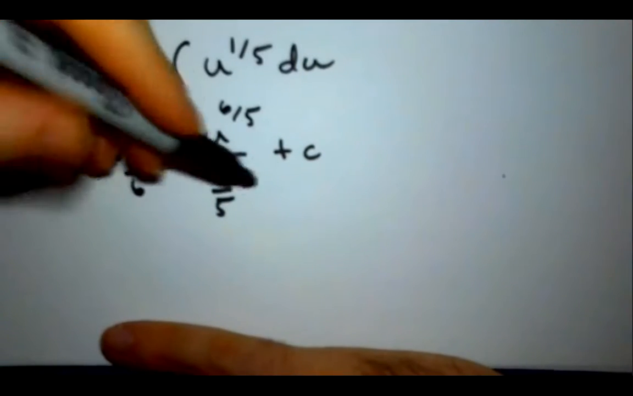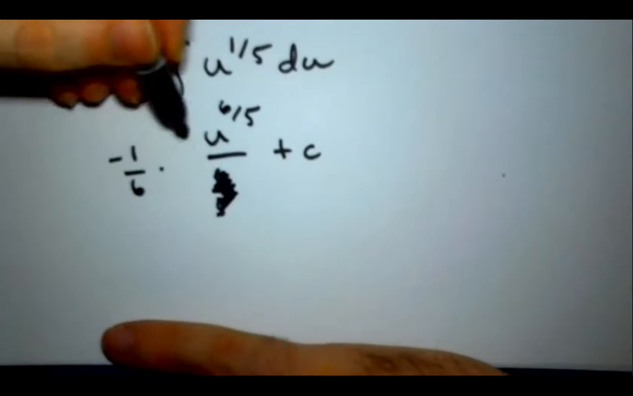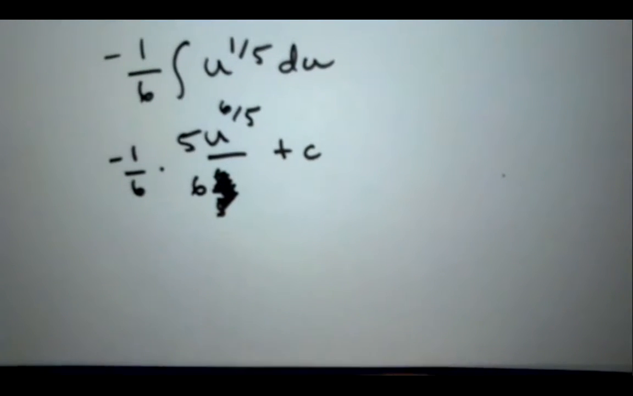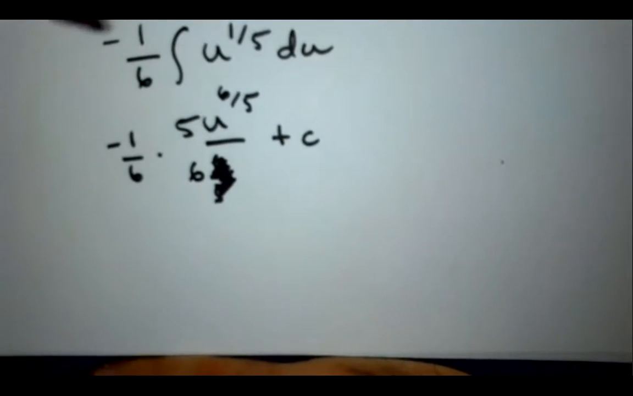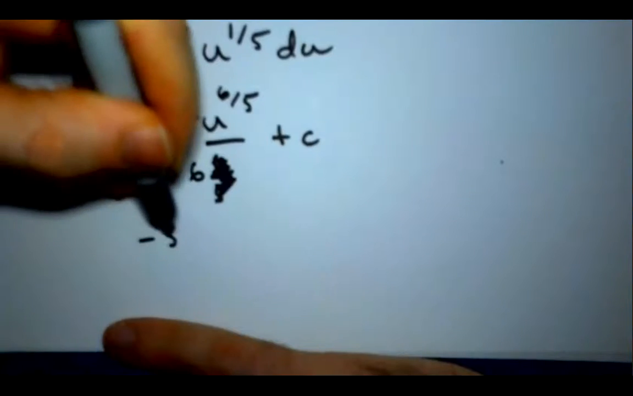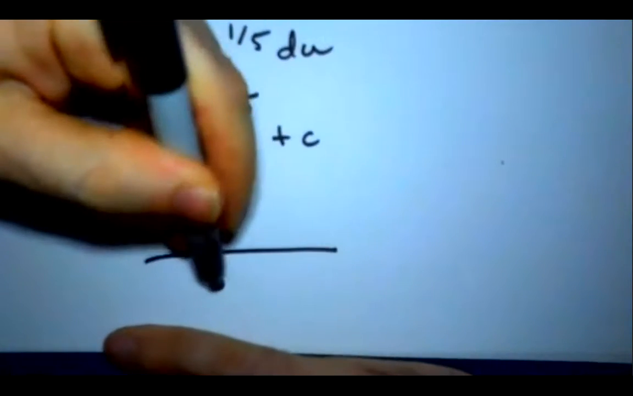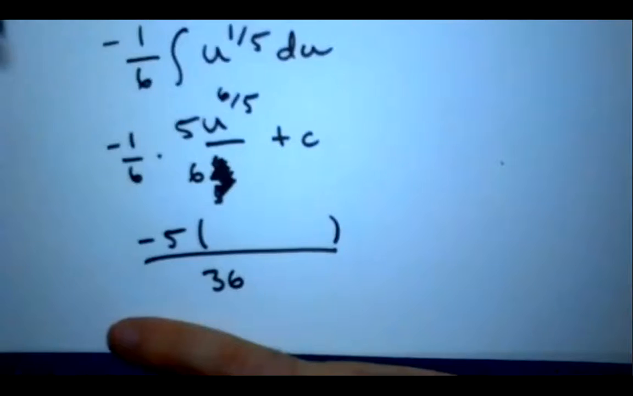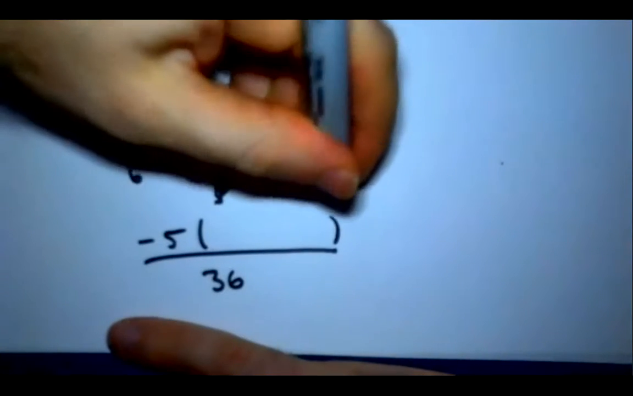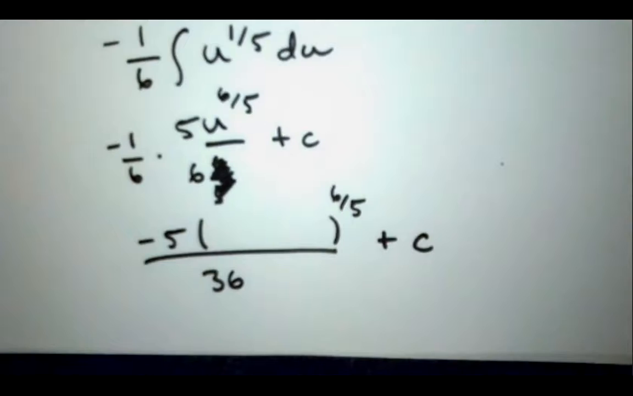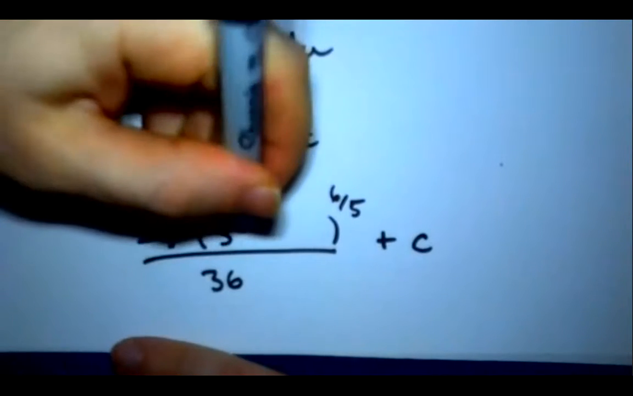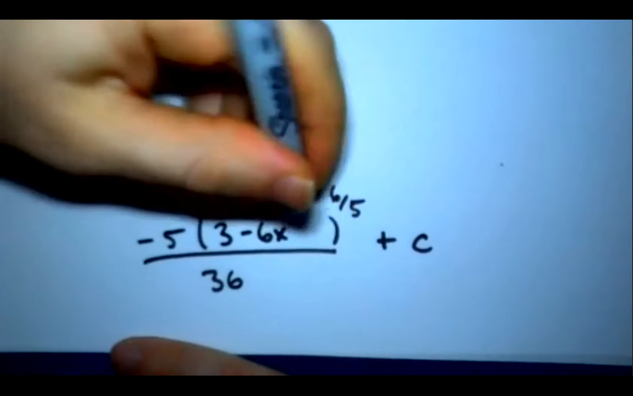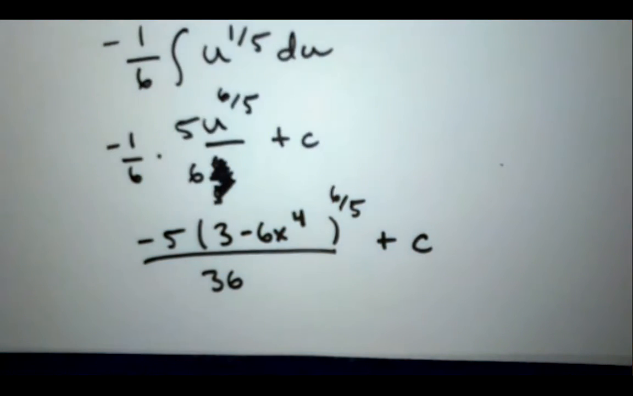So if we change this, I'm just going to bring it as 5/6. You can start to see that it's going to be negative 5, and we're going to have a 36 on the bottom. I'm going to plug back in for u. I've got u to the 6/5 plus c, and then we just need to drop in our substitution of 3 minus 6x to the 4th, and you've got it.